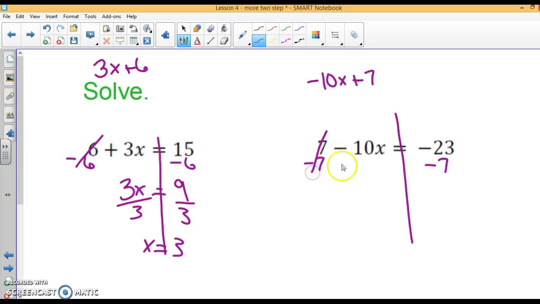Now, pay attention here. You've got to bring down this negative 10x. Do not drop that negative sign. Negative 23 minus 7 is negative 30. Divide both sides by negative 10, and you get x is 3.